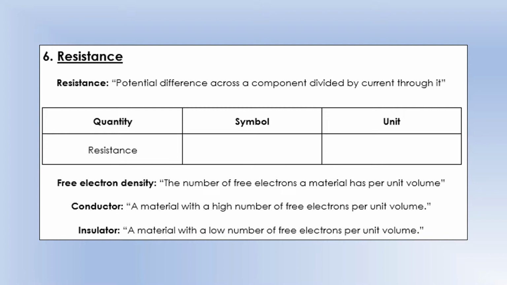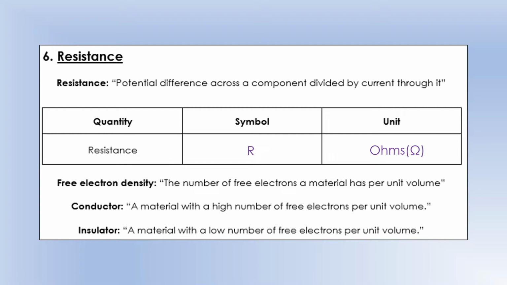Resistance is the potential difference across a component divided by the current through it. That's all resistance actually is in terms of its definition. The symbol we use for it in equations is R, and the unit, we could measure it in volts per amp because it's potential difference divided by current, but that's given a name. It's called an ohm, named after the German scientist Ohm.